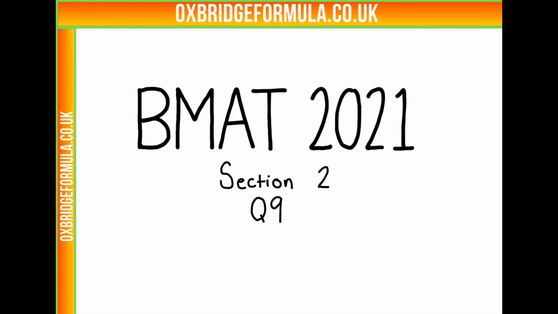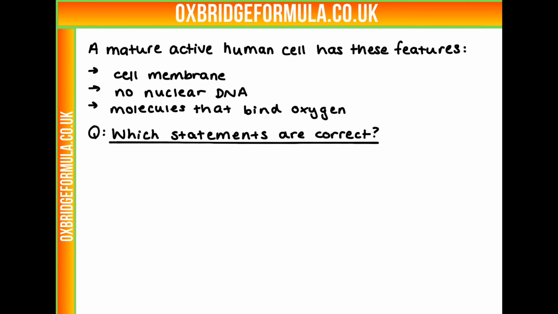This is BMAT 2021, Section 2, Question 9. So we're told that a mature active human cell has the following features: a cell membrane, no nuclear DNA, and molecules that bind oxygen. And we have some statements, so we need to work out which ones are correct.